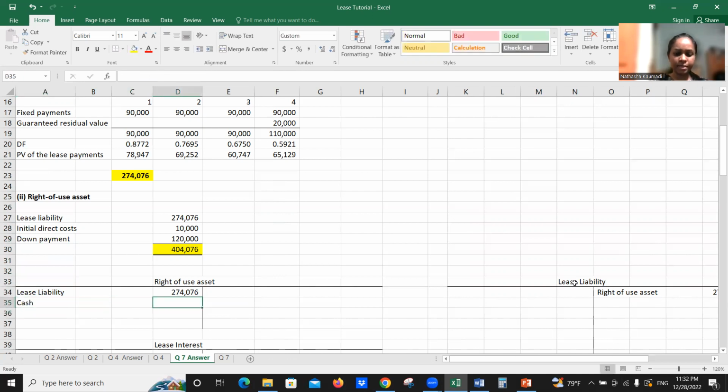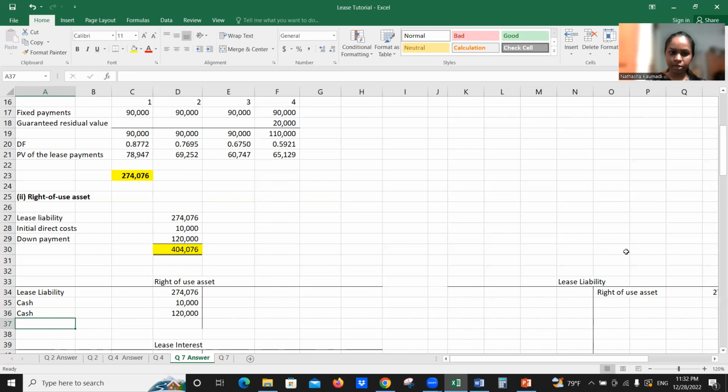It is part of the asset. Like this. What happened to the down payment? You have paid 120,000 as the down payment. What happened to your cash? Cash credit. Right of use asset, debit 120,000. Here you write it as cash. This is how you record the right of use asset, how you initially recognize the right of use asset.